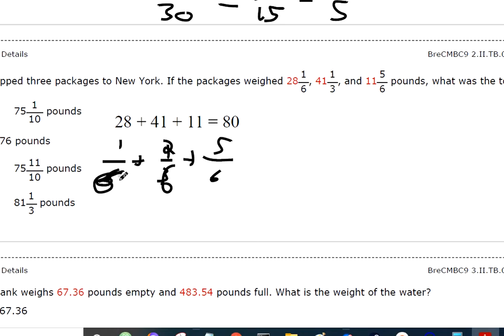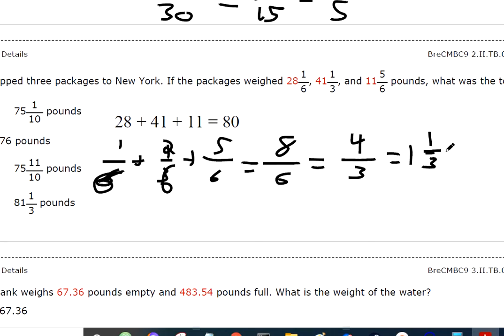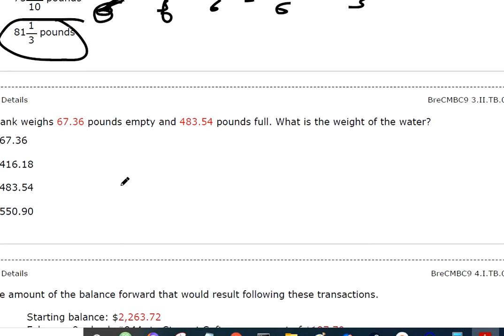And now that we have common denominators, we can add the numerators. So 1 plus 2 plus 5. 1 plus 2 is 3. 3 plus 5 makes 8. 8 out of 6, which you can reduce. Divide the top and the bottom by 2, and that's 1 1/3. Okay? So 1 1/3. So we had 80 pounds plus another whole pound. That means we have 81 1/3 pounds.